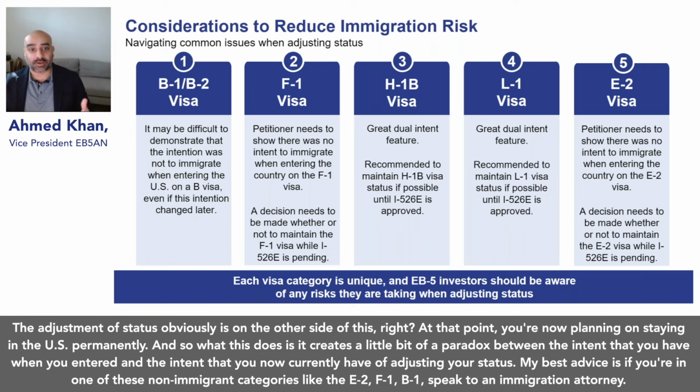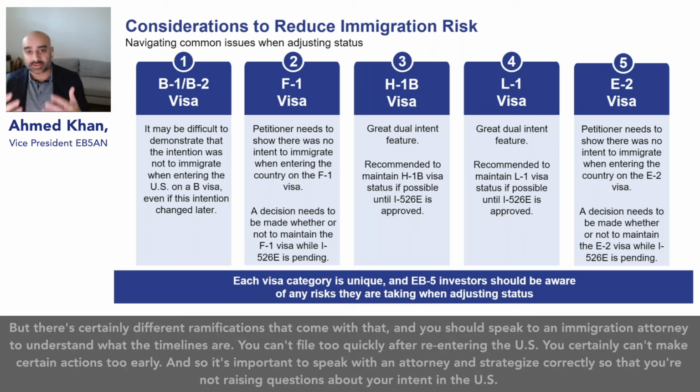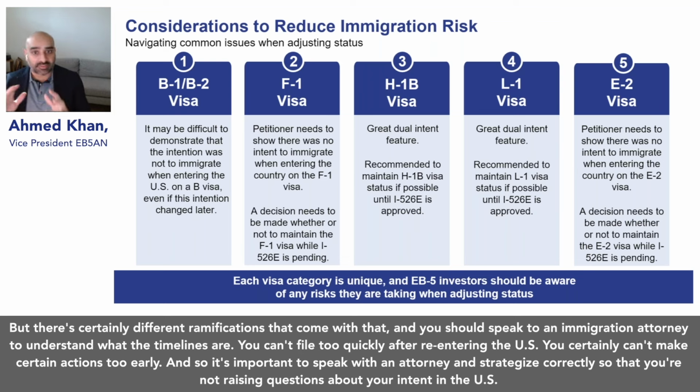My best advice is, if you're in one of these non-immigrant categories, like the E2, F1, D1, speak to an immigration attorney. In a lot of cases, especially if you've been here for some time and you found out about the EB-5 and you're now looking to file one while you're here in the US, that's perfectly acceptable, right? A change in circumstances, if there's a reasonable person standard that's applied to this, it's okay, right? So it doesn't mean that you're doing something wrong, but there's certainly different ramifications that come with that, and you should speak to an immigration attorney to understand what the timelines are.